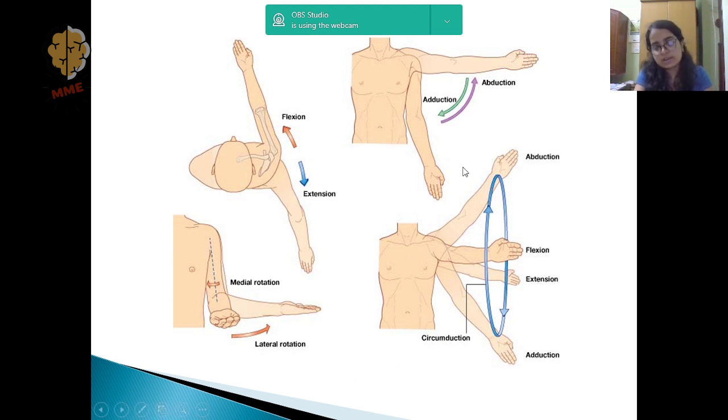Now, circumduction is basically a combination of all these movements. All the movements, if integrated together, form circumduction. Flexion, abduction, extension, and adduction: these four movements, if we combine them, give rise to circumduction. So this is a picture of the movements taking place across the shoulder joint.